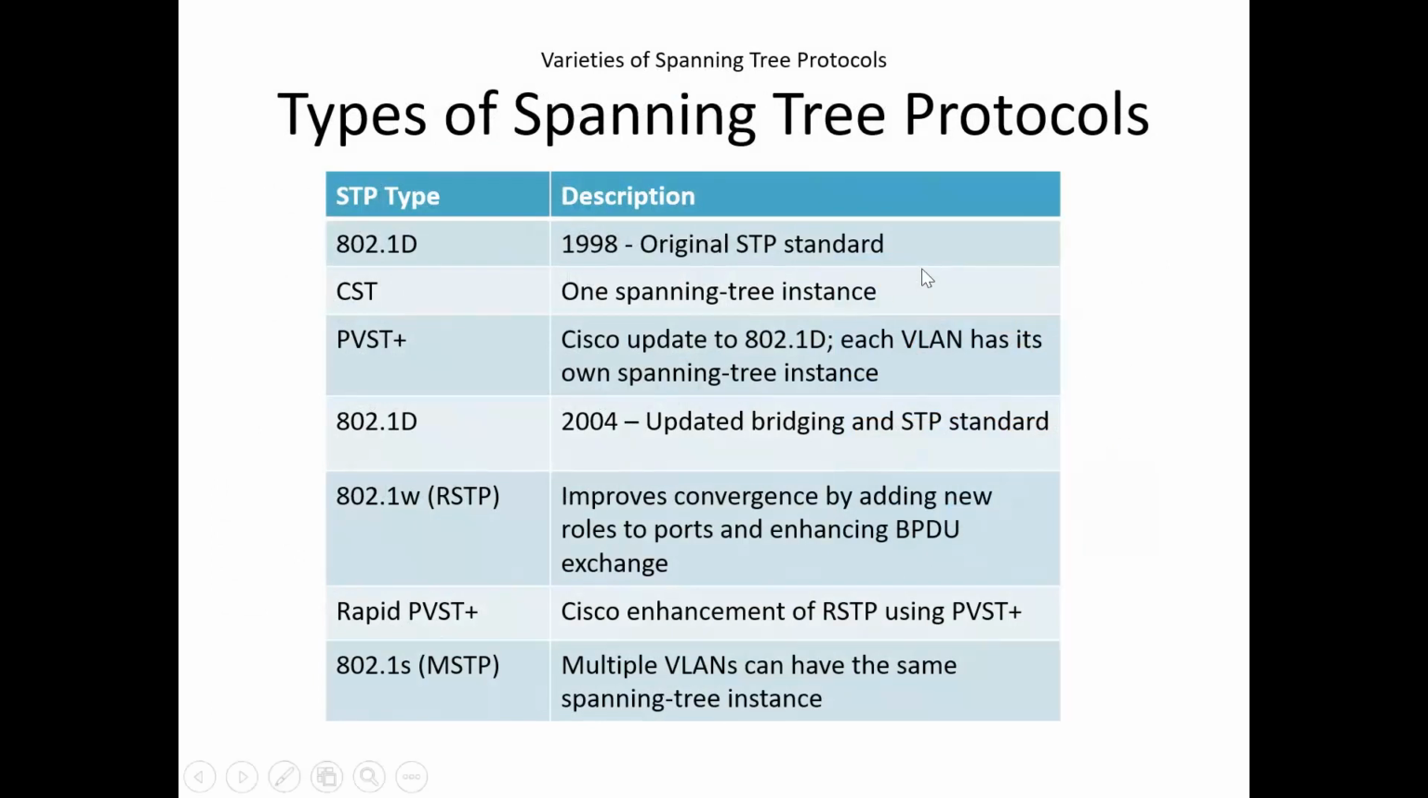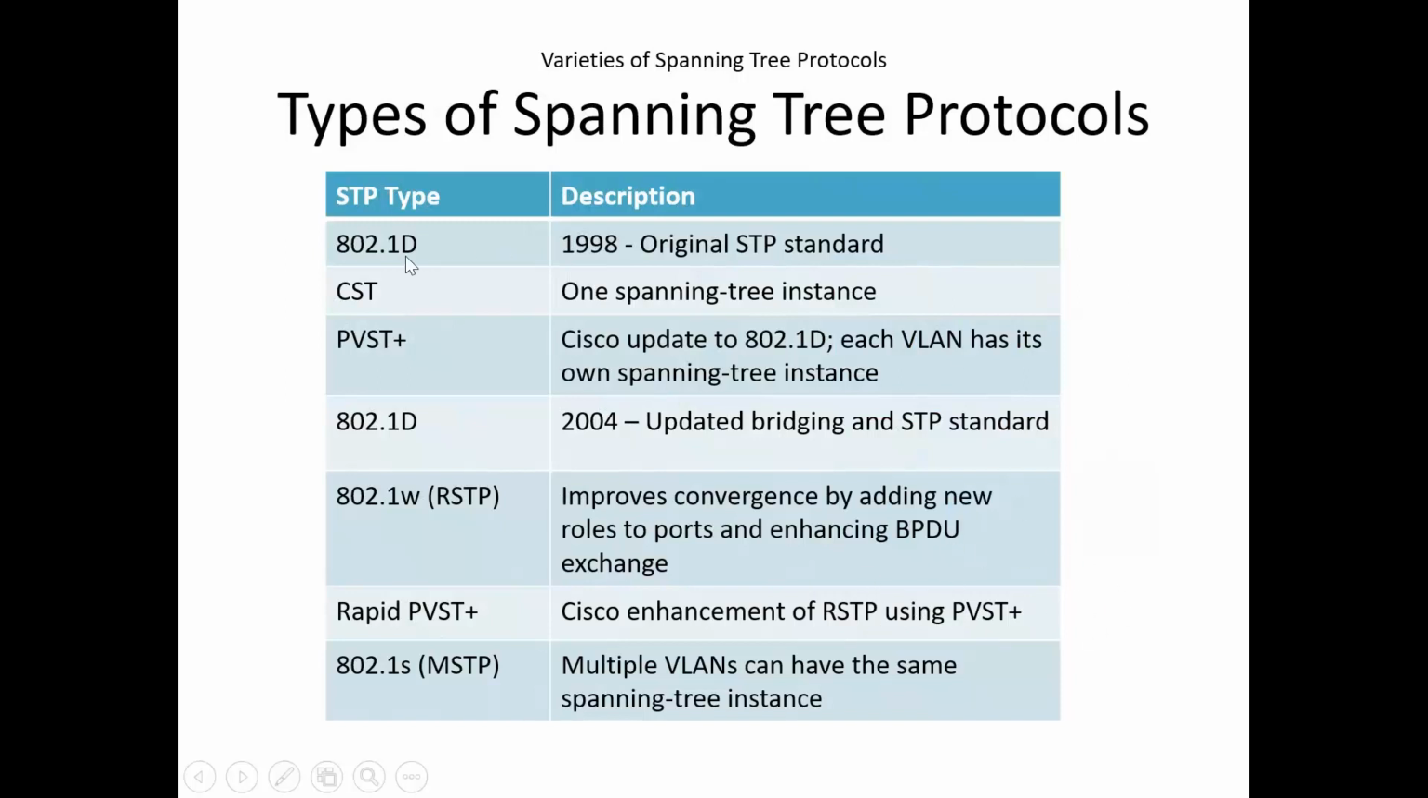Types of spanning tree protocols. There are 802.1d, which is the old version, and CST. We are going to look at PVST plus and Rapid PVST plus configurations. The advantage with PVST plus is that we can have multiple instances, one for each VLAN. So for each VLAN there can be one spanning tree instance, and similarly for Rapid PVST plus also we can have for each VLAN a particular spanning tree instance.